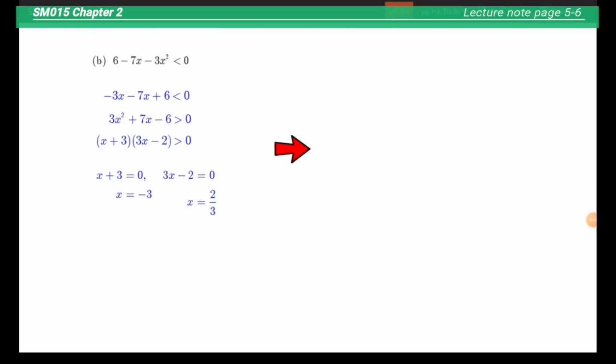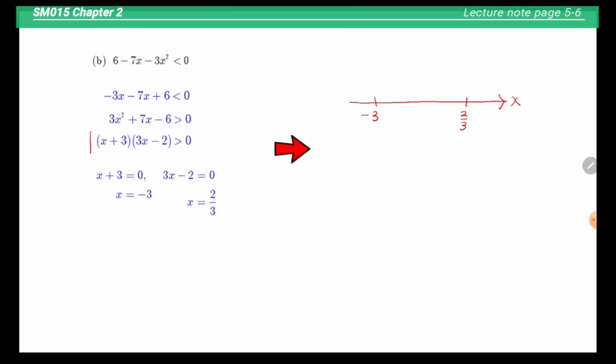Since we have the critical numbers now, we can draw the number line so that we can sketch the graph for our quadratic inequalities. In this case, we have x equal to negative 3 and x equal to 2 over 3 as our critical numbers. So I'll put x equal to negative 3 on the left and x equal to 2 over 3 on our right, since it must be in ascending order. So we need to check now for the factors.